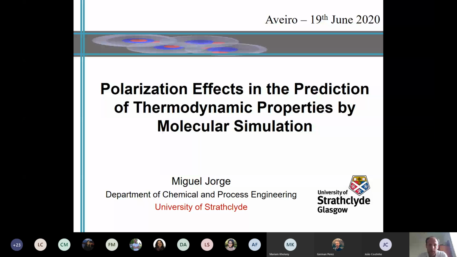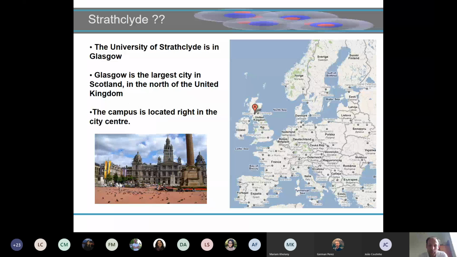Before I do that, some of you may be wondering already, João has mentioned this, but what the hell is a Strathclyde? And the Strathclyde University is in Glasgow, so it's not Glasgow University. There are two main universities in Glasgow. Strathclyde is the other one. Glasgow is the largest city in Scotland, but not the capital. The capital is Edinburgh. The campus is right in the city center.